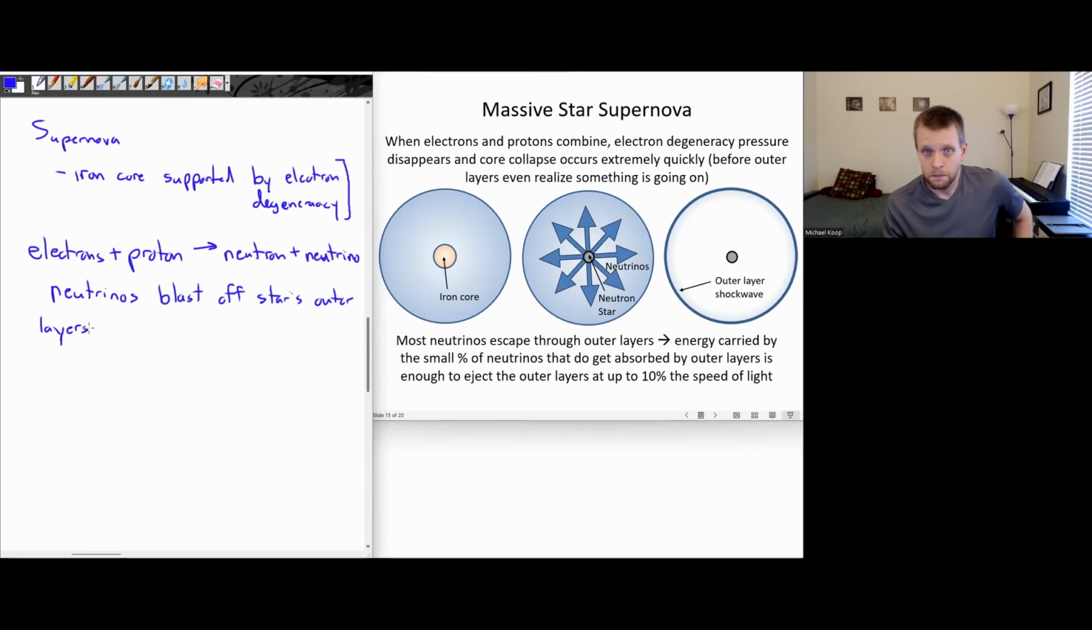And again, most of the energy in the supernova is actually carried away freely by those neutrinos. The massive shock wave that's produced in the exploding star, that we can actually see and detect easily, is just a tiny percent of that neutrino energy. So this is a phenomenally large amount of energy being produced. But these neutrinos blast off the star's outer layers, and that creates a shock wave off the star.